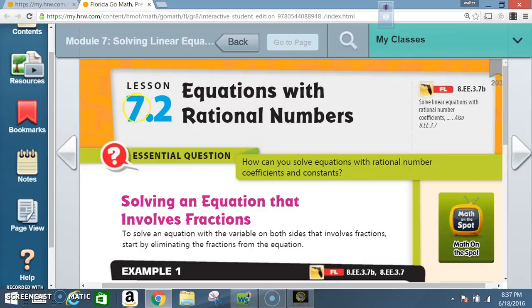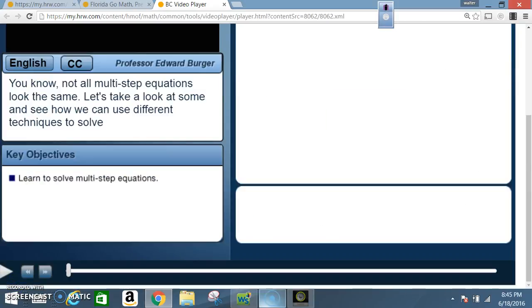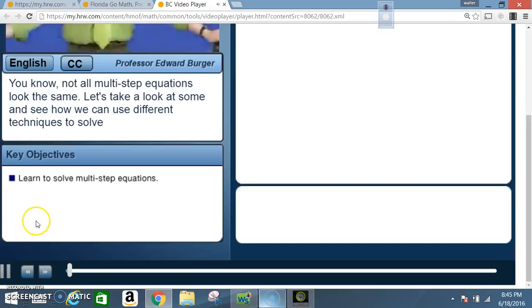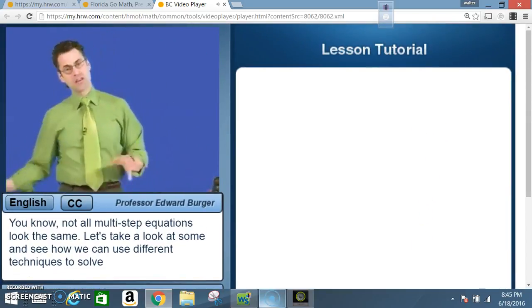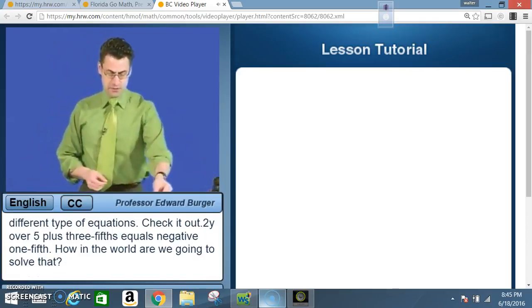Okay, class, today we're in lesson 7.2, equations with rational numbers. You know, not all multi-step equations look the same. Let's take a look at some and see how we could use different techniques to solve different types of equations.